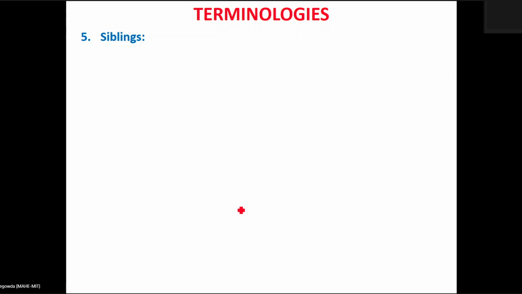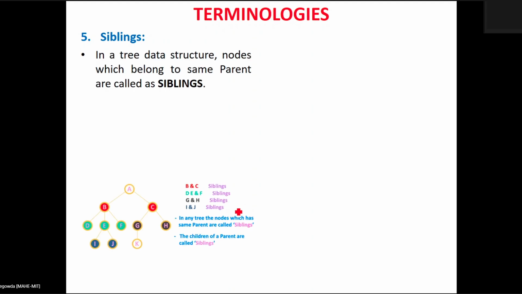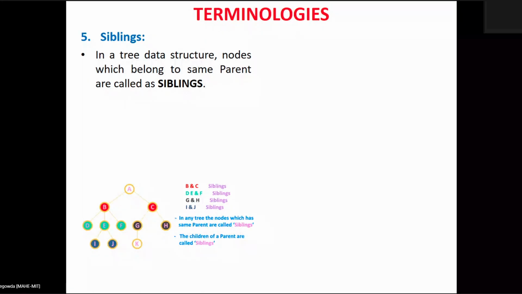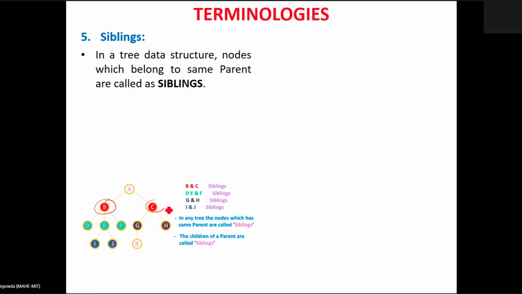The next terminology which we are going to use is siblings. We can define siblings in a simple way: a sibling is a node with the same parent. For example, if you look at this, B and C are said to be siblings because they belong to the same parent node, that is A. A is the parent of B and C.